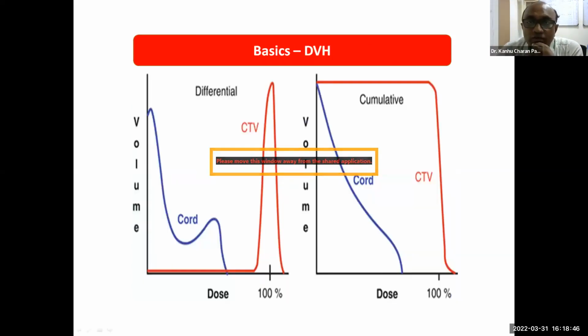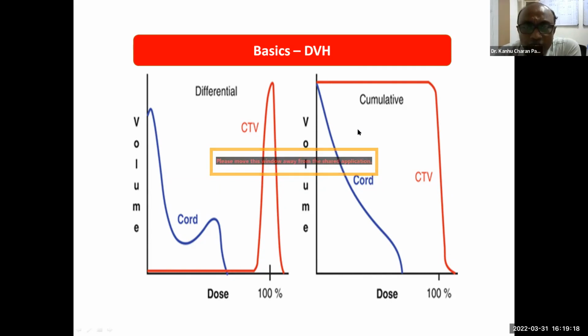So the basic thing before any plan evaluation is that we see the DVHs. DVH, dose volume histogram, is the graphical presentation of your dose distribution. There are two types of graphs. Dose is on the x-axis and volume on the y-axis. There is a differential DVH and a cumulative DVH. Mostly we follow the cumulative DVH for the evaluation.